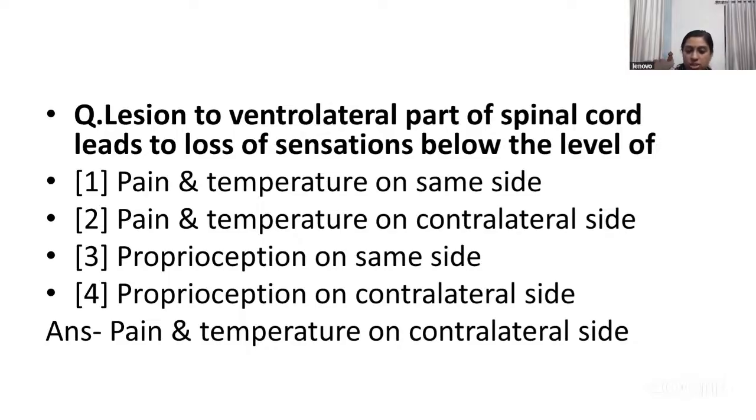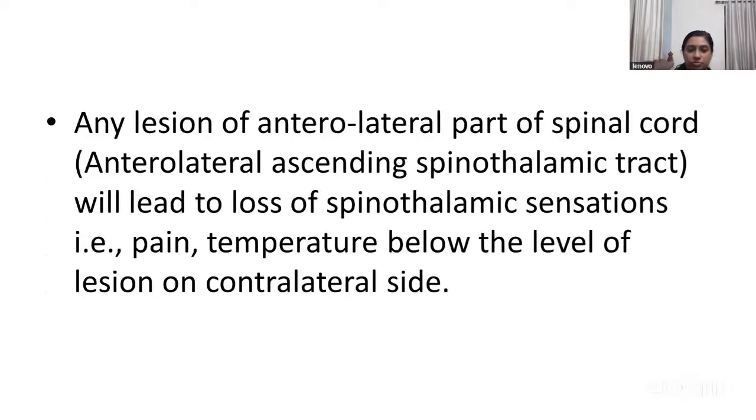Okay, there are crossings of nerve fibers occurring at this particular level. That's why pain and temperature on the contralateral side are affected by a lesion to the ventrolateral part of the spinal cord. Okay, so any lesion of the anterolateral part of the spinal cord, basically the anterolateral ascending spinothalamic tract, will lead to the loss of spinothalamic sensations like pain and temperature below the level of lesion on the contralateral side. Okay. So this is an ascending tract.